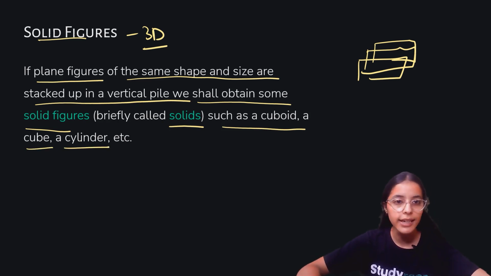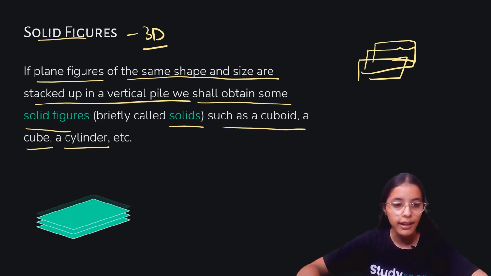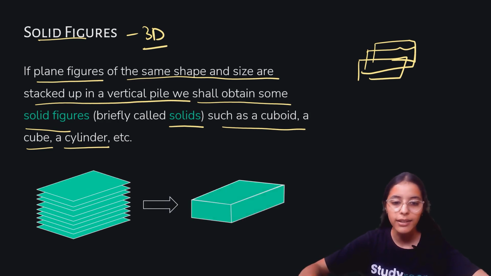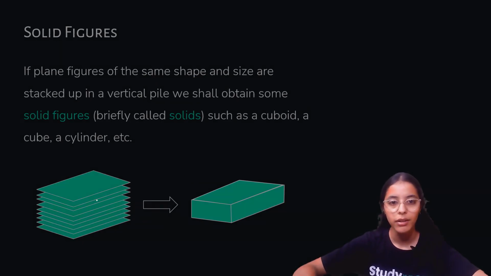Now let us visualize this. So first we have a rectangle. We stack another rectangle, another, and similarly we keep on stacking to get this cuboid. And these are just plane figures stacked up.